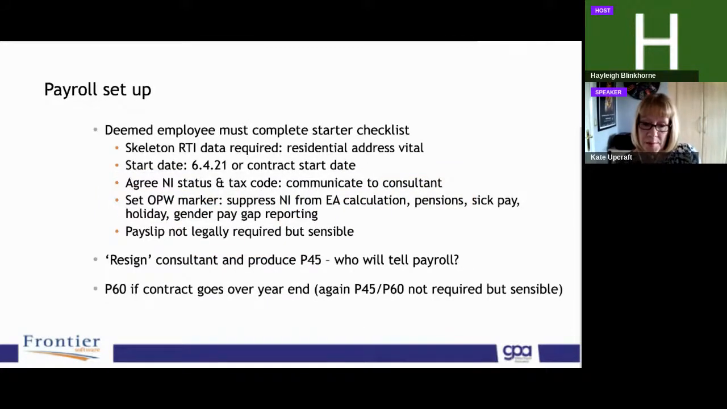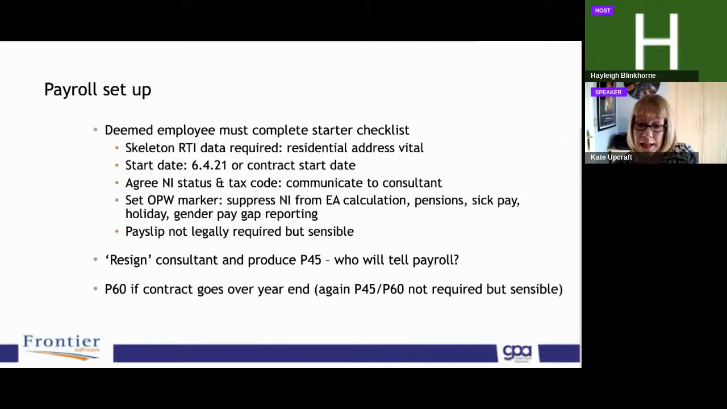So it's all about setting the payroll up and process change. Your software doesn't need to change to accommodate deemed employees. They can be handled from a software perspective the same as anybody else, but it is vital that these deemed employees complete a starter checklist. You therefore capture all the skeleton RTI data you need, including, please, their residential address, not their company's business address, because HMRC needs to decide from a devolution perspective whether they're Scottish or Welsh taxpayers, which wouldn't be obvious if they use, for instance, their accountant's address as their business address.